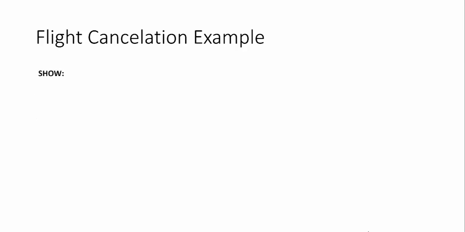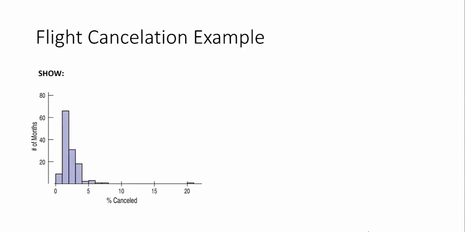Okay, so let's show that data turned into a histogram already. Let's just say that this was an appropriate bin width, right? We're just going to analyze the distribution of this. So it looks like we have a range here from 0 to a little bit above 20% of the flights canceled. Remember, that's within a month, right? So we're totaling up how many months had that percentage canceled.